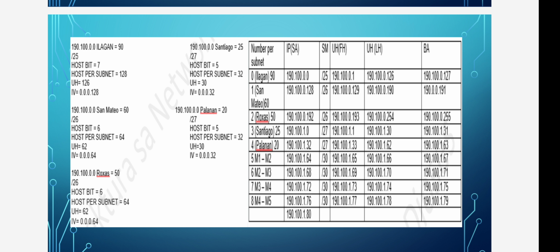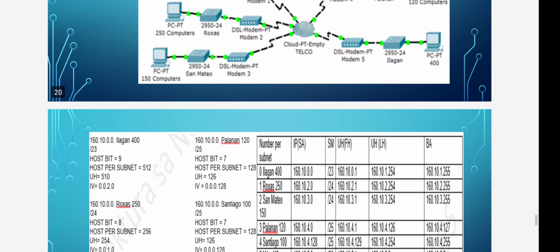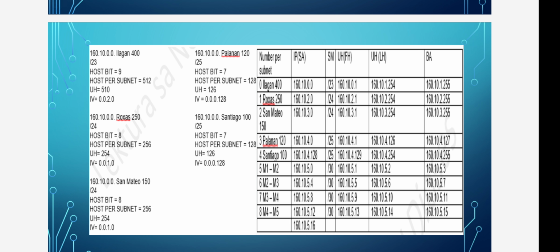Modem 1 to modem 2, modem 2 to modem 3, modem 3 to modem 4, modem 4 to modem 5, and so on and so forth. Ayun. Ang given 2 natin, ganun din. Yan. Ang una natin is, ang pinakamalaki kasi nating nakuha is Ilagan 400. Ang pinakamalapit lang doon is dash 23 na merong host per subnet na 512. Next, ang Rojas may 250, dash 24 lang yung malapit doon. Tapos host per subnet kasi mas pinakamalapit is 256.